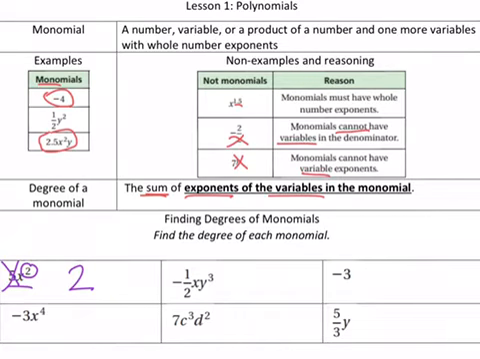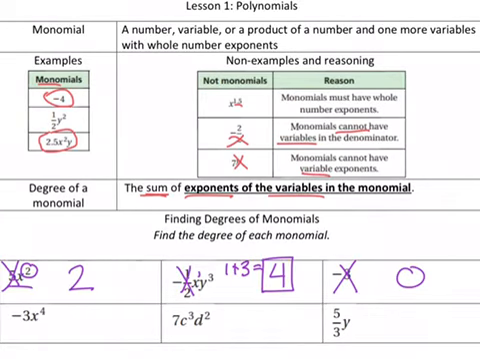The second one, we have negative 1/2. That's not a variable, so we do not care. x has a 1 as an exponent if it's not written, and y is 3. So we just do 1 plus 3, and the degree of this monomial is 4. On our third one, as I stated earlier, it's only the sum of the variable exponents. 3 is not a variable, so the degree of negative 3 is just 0 for this monomial.